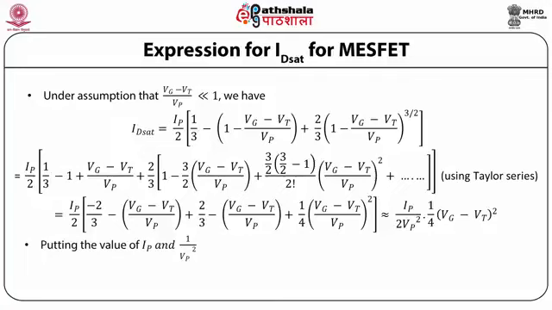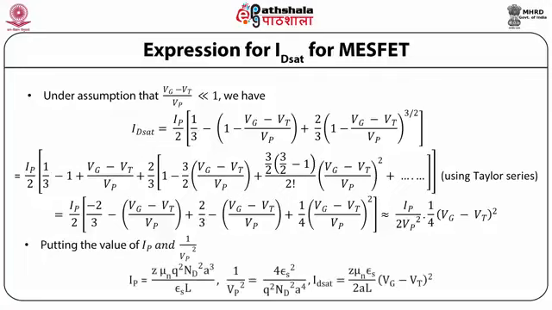Putting the value of IP and 1 by Vp square, we get IP equal to Z mu n q square Nd square A cube by epsilon S L, and ID saturation equal to Z mu n epsilon S by 2AL multiplied by (Vg minus Vt) the whole square.